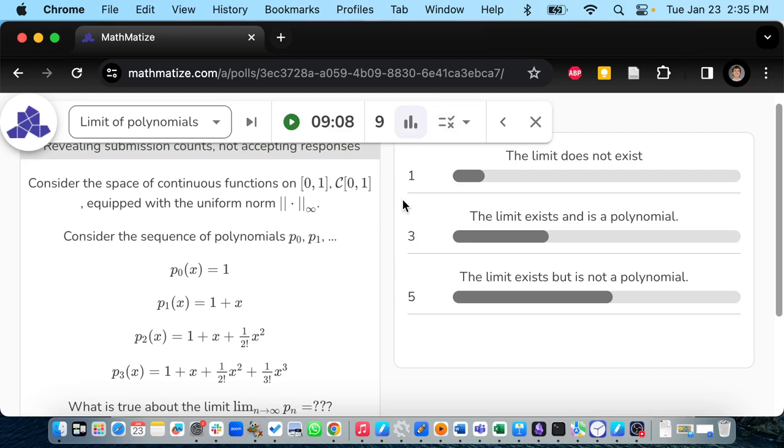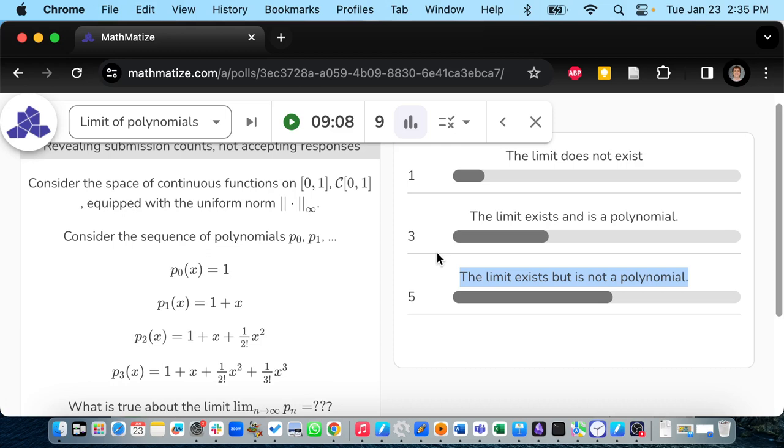Okay, so we have one person who said the limit does not exist. Three people said the limit exists and is a polynomial, and the limit exists but is not a polynomial is the most popular with 5. So about half the people think the limit exists and is not a polynomial. About half the people think something else happens. Pretty split.